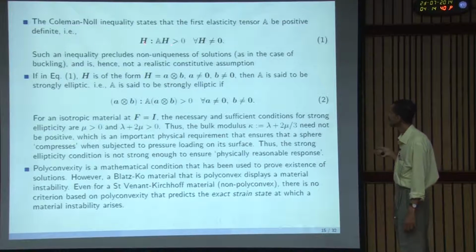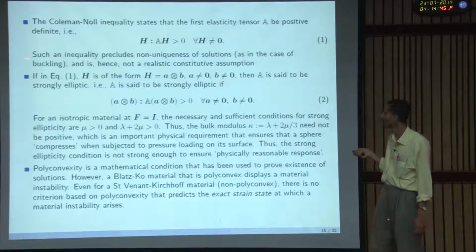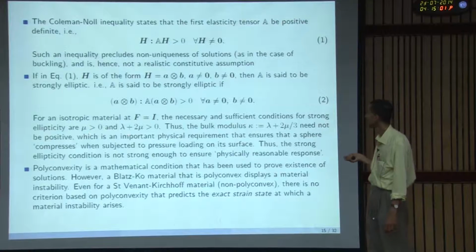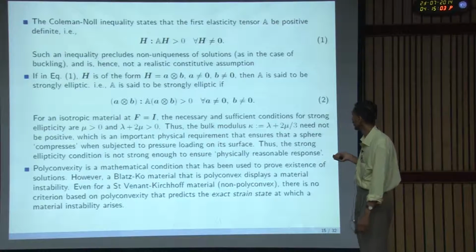And if you have H in the form of A dyadic B, then this condition is said to be the strong ellipticity condition. So basically you just replace this H by A dyadic B here, and then that is greater than 0 for all non-zero A and B. The necessary and sufficient conditions one can show for this are that mu should be greater than 0 and lambda plus 2 mu should be greater than 0.